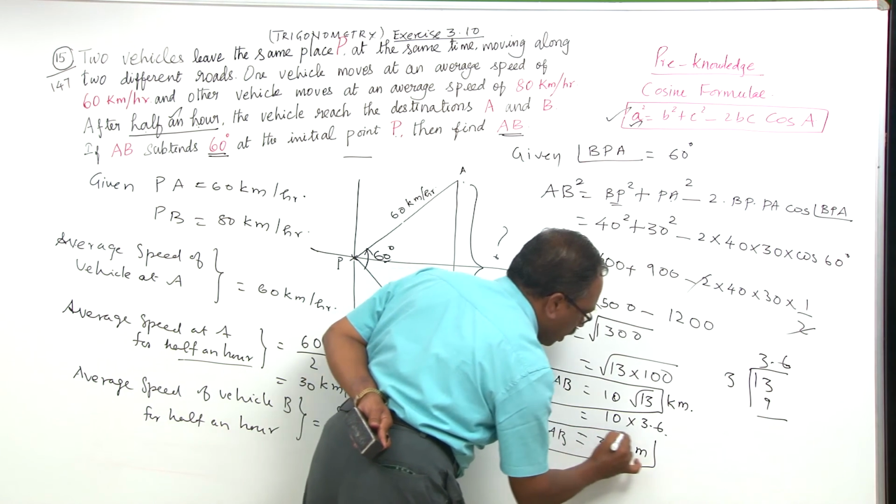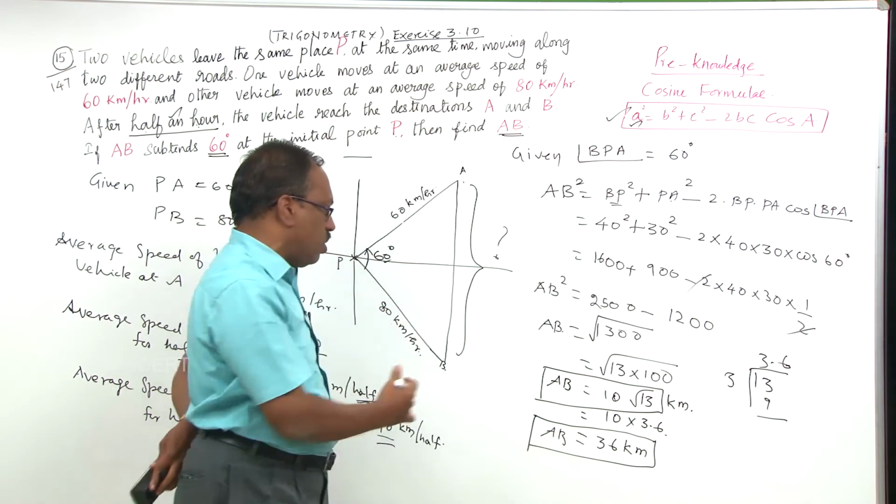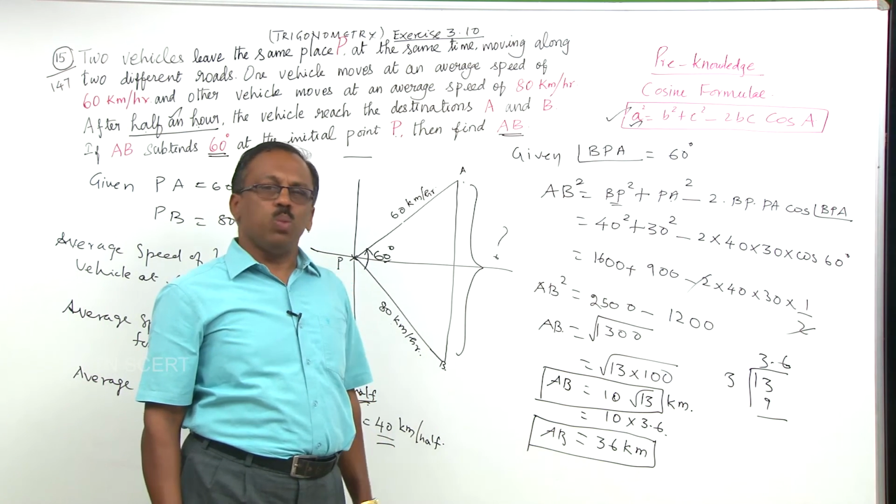Distance between two vehicles at the distance of 36 kilometers. With this, it's over.